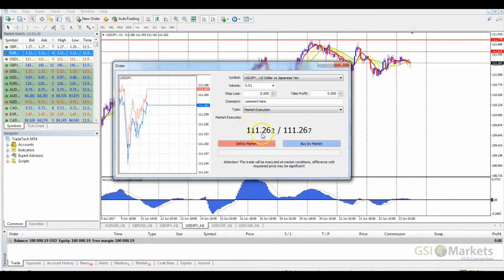Here, we can see the price for each action is different. The first price is called the bid. This is the price we sell at. The second price is called the ask. This is the price that we buy at. The difference between the bid and the ask is called the spread.